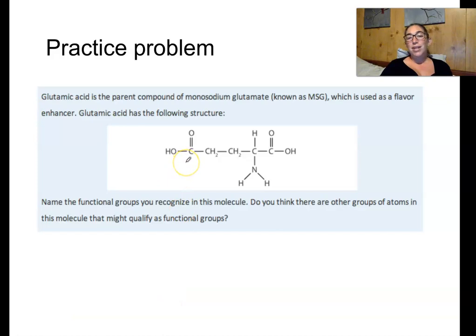So basically I'm looking for anything that's not a carbon or hydrogen. So if I see oxygens, I'm like, oh, that's a functional group. I go back to my table and I see that there's a carbon double bonded to an oxygen and single bonded to an OH. All right, that whole thing there matches a functional group called a carboxylic acid.